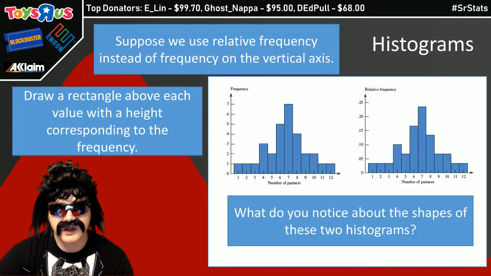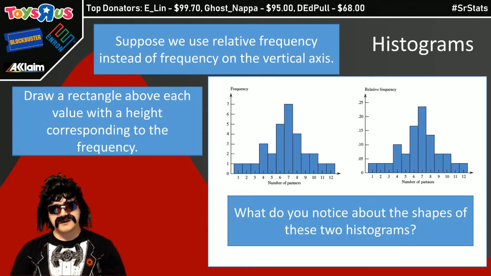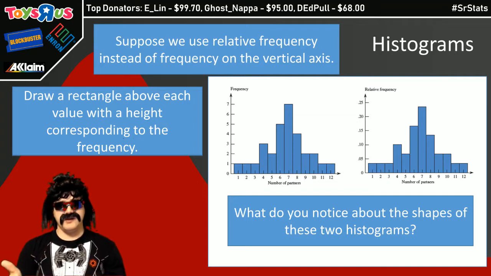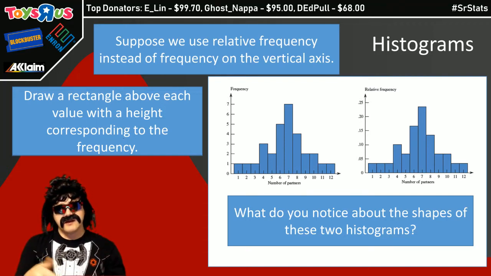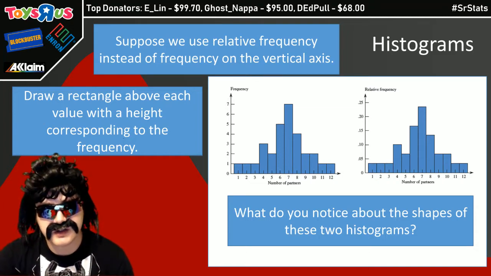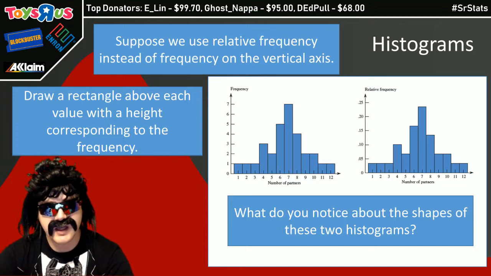So, what do you notice about the shapes of these two histograms? They're identical, just the vertical scale is different numbers. So it really doesn't make a difference if you use relative frequency or frequency when you're talking about histograms. You still will have the same picture, just a different scale off to the side.